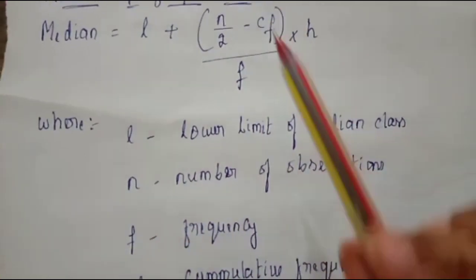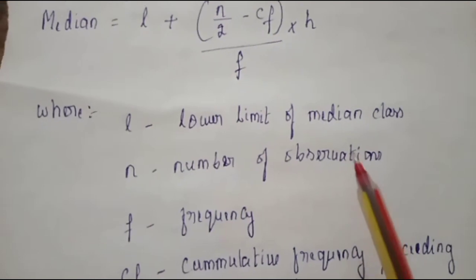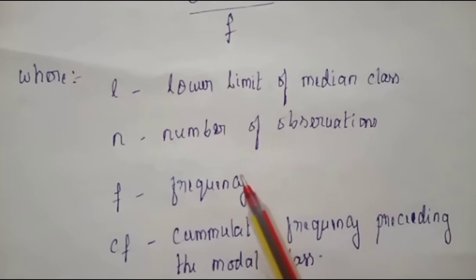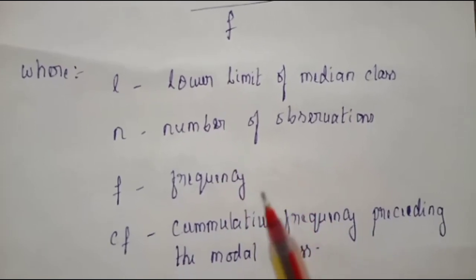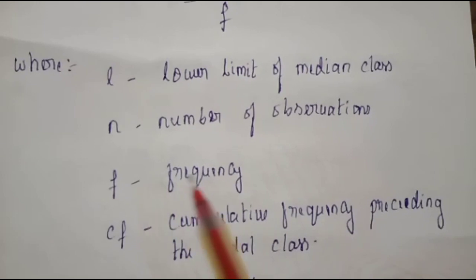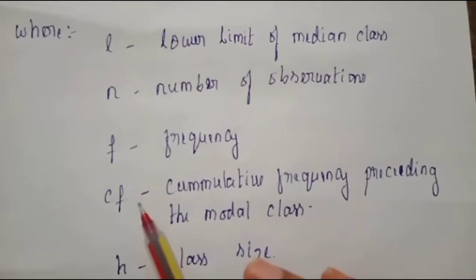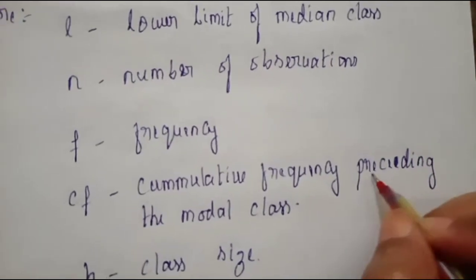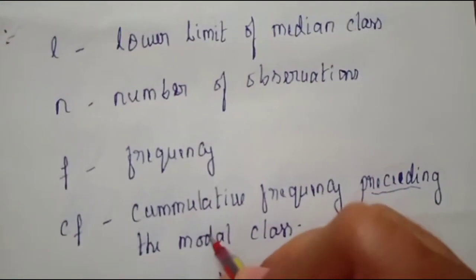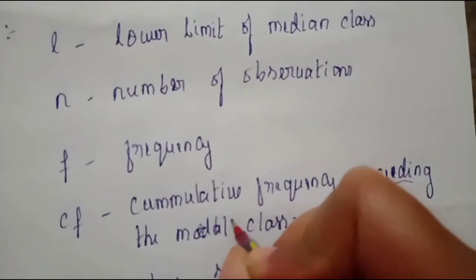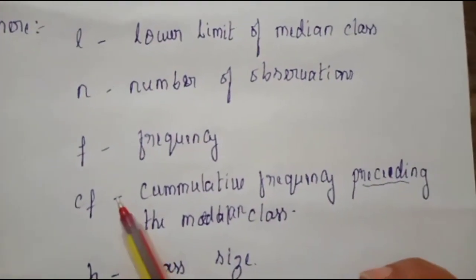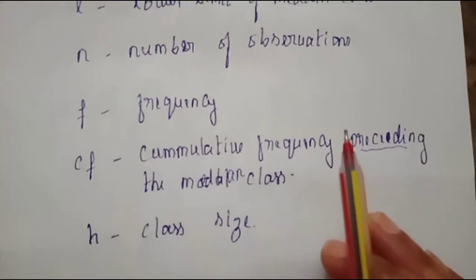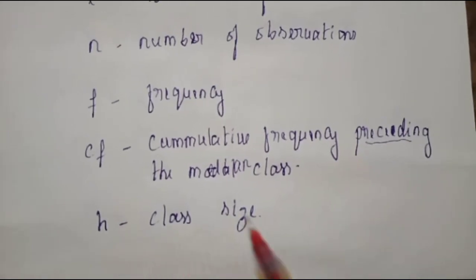And N is nothing but the number of observations, that is the total frequency. F is nothing but just a frequency. Don't get confused: F is not cumulative frequency, it is just a frequency of the median class. Whereas CF is nothing but the cumulative frequency preceding the median class. And H, as you know already, is the class size.